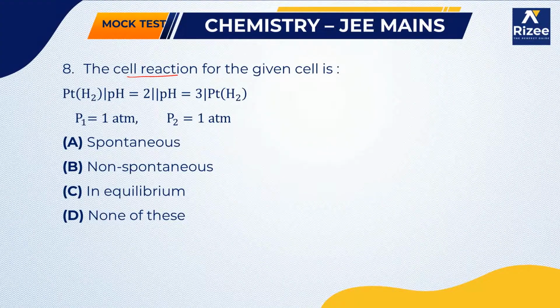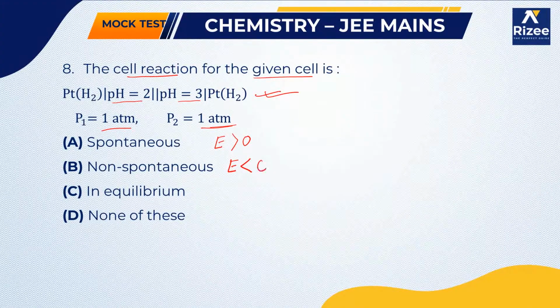The cell reaction for the given cell, he has given a cell reaction. The pressure P1 is 1 atmosphere and P2 he has also given as 1 atmosphere. First of all, pH is equal to 2, whereas in the reduction side pH is equal to 3 is given. So he is asking whether the cell reaction is spontaneous, non-spontaneous or in equilibrium. First of all, we have to know that for a spontaneous reaction, the electrode potential should be greater than 0. For a non-spontaneous reaction, the electrode potential should be less than 0.